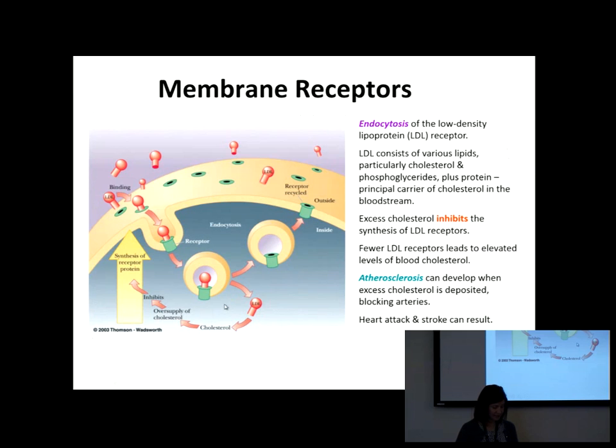So endocytosis is the process by which solutes can enter the cell. Shown here is the endocytosis of an LDL cholesterol. So we're going to talk about these in a second, but remember when I talked about these before, you have HDL and LDL.